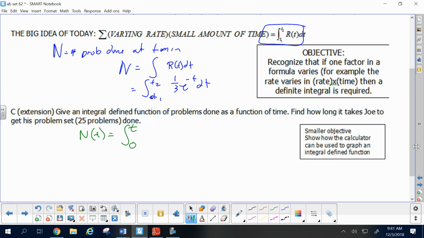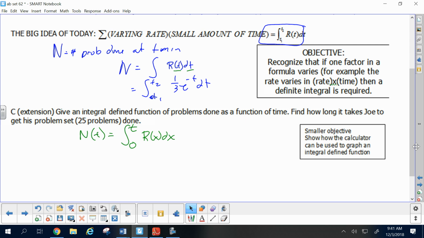Now remember, we can't use t again here because now t represents the end point, not the shape of the curve variable. So you create what's called a dummy variable here. I'm going to use x in this case because x is nowhere else in this problem. That's an integral defined function that represents the accumulation of problems done from 0 up to some time. You follow?